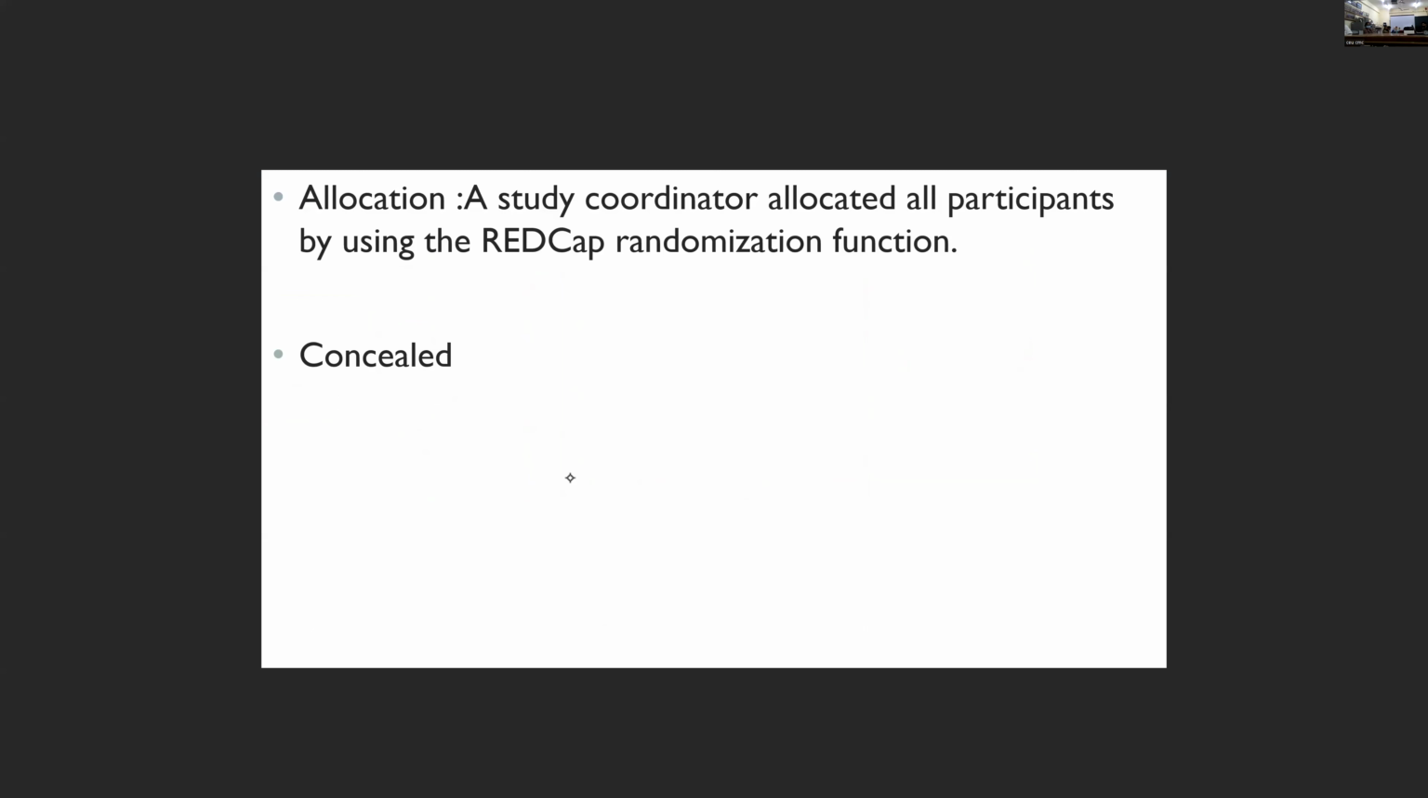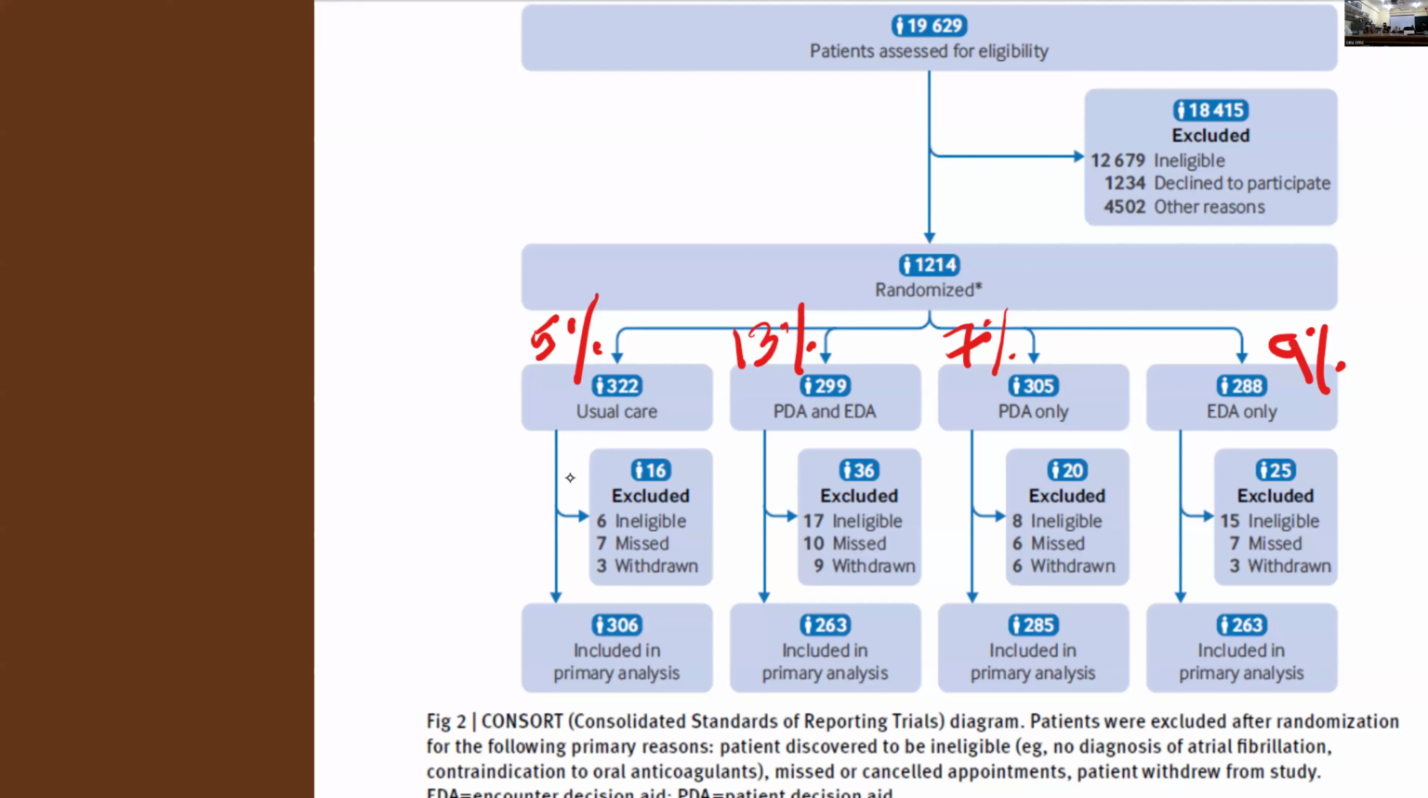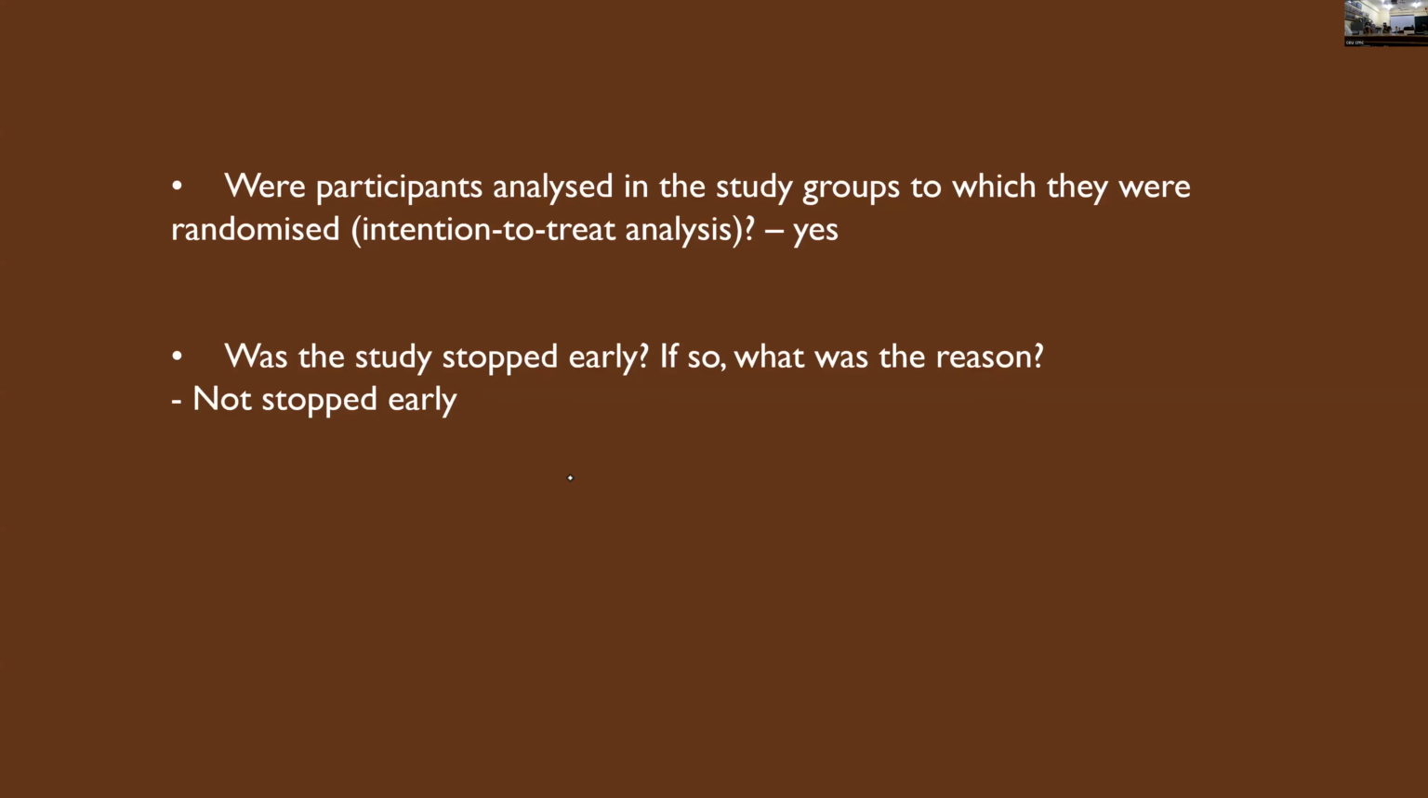Allocation: they had a central allocation, which was well concealed. Were all the patients accounted for? This is a CONSORT figure. 19,629 were assessed for eligibility, 1,214 were randomized, and these were the 4 arms: usual care, both aids, and either of the aids. If you look at both aids, 17 were ineligible, 19 had withdrawn and 10 had missed. That was actually a 13% loss to follow-up, which might be concerning. The last, the encounter decision aid, had around 9% loss to follow-up. Were they analyzed in the group they were randomized to? Yes, it was an intention-to-treat analysis, and the study was not stopped early.